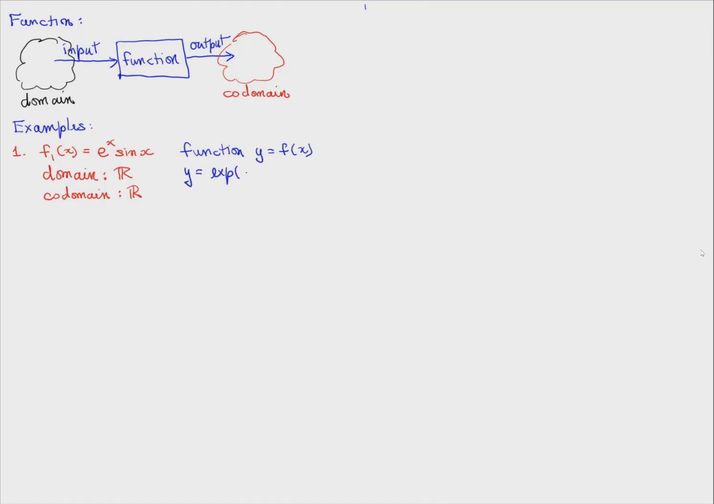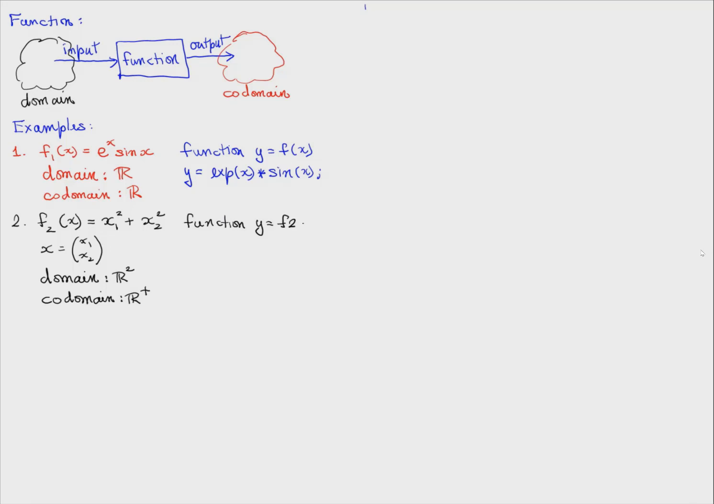In MATLAB, we would implement such a function like this. Now let's take another example. In this case, x has two components. So the domain is the real plane, which we call R2, and the codomain is all the positive real numbers. In MATLAB, we would implement such a function like this.